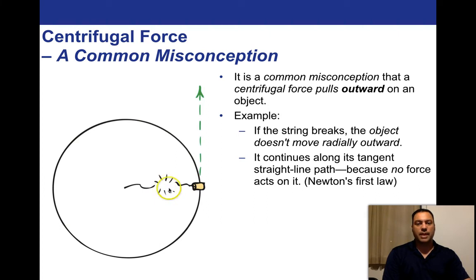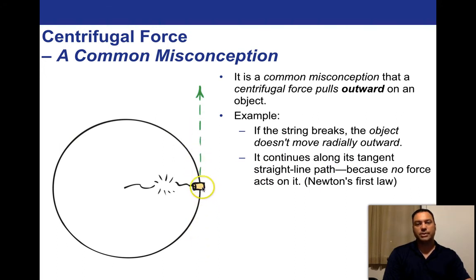spinning around, and at one point the string breaks on it, okay? If the string breaks, the object doesn't move radially outward. In other words, if it breaks, it doesn't suddenly shoot out in this direction. A lot of people think that it does, but it doesn't. In fact, what it does is it continues along its tangent straight line path. So tangent means a straight line that touches the circle as though it's hitting it flat right at that spot.